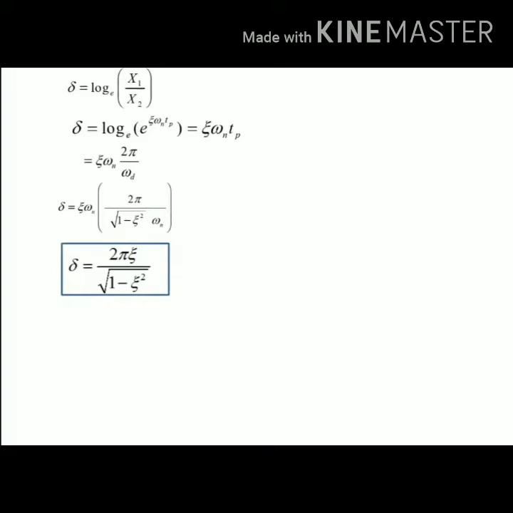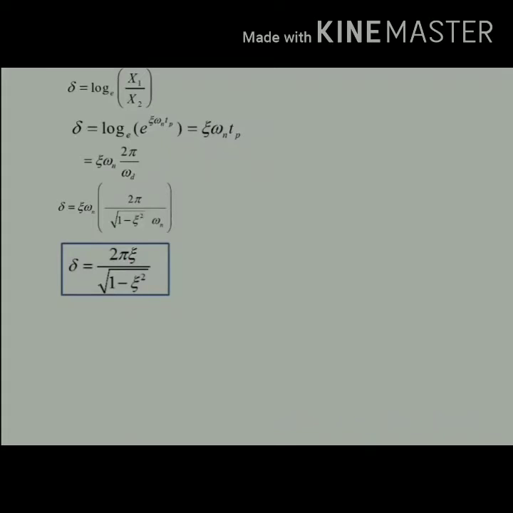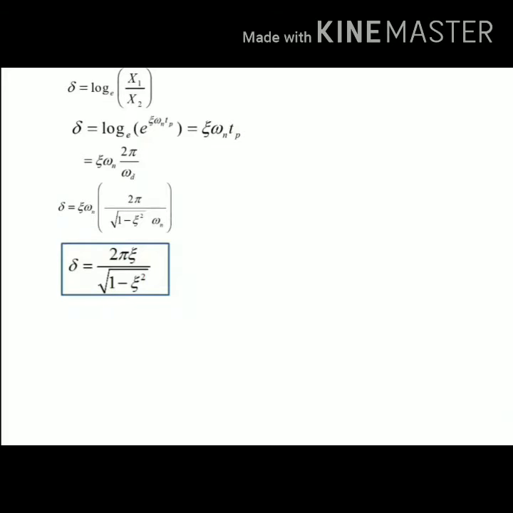So logarithmic decrement depends upon the damping factor or damping ratio. We can also write delta is equal to log to the base e of x0 by x1 is equal to log to the base e of x1 by x2 is equal to log to the base e of xn minus 1 divided by xn. So we know that logarithmic decrement is the ratio of two successive amplitudes.